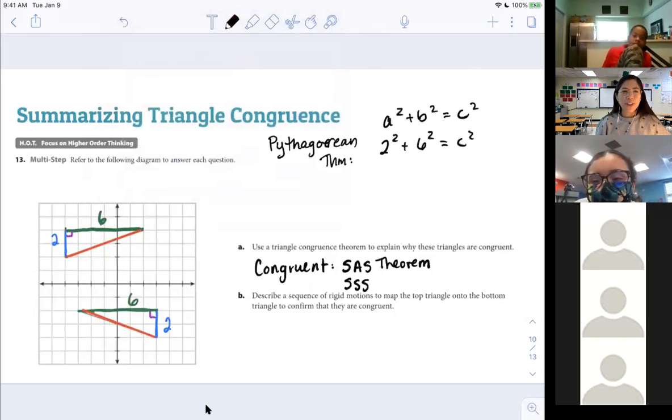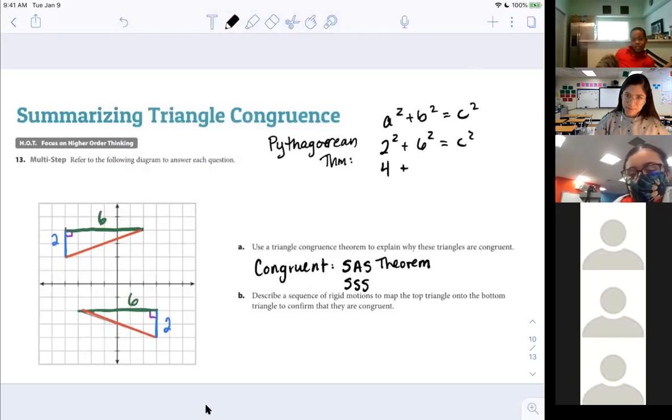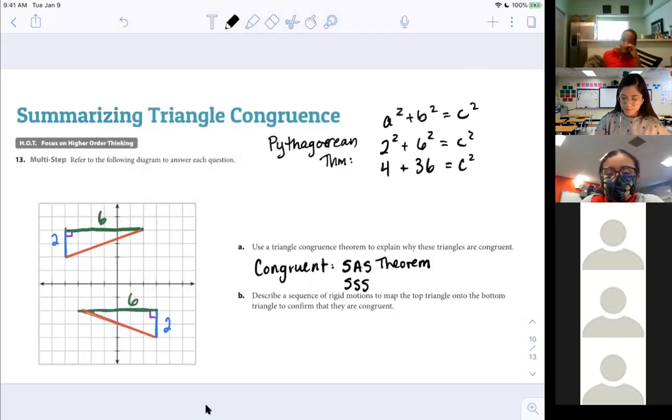And then I don't know what. For those of us following at home, what Perla just filled in. Okay, so basically it's just 4 plus 36. Oh wait, I was right. Equals 40.